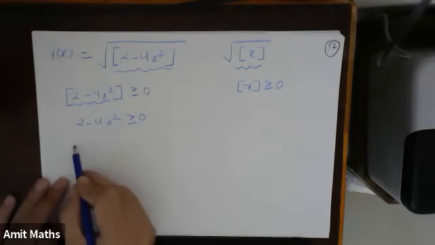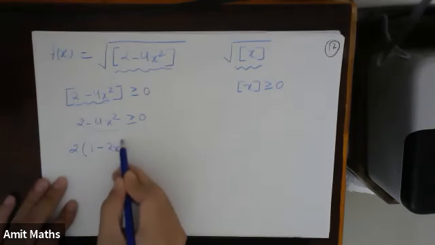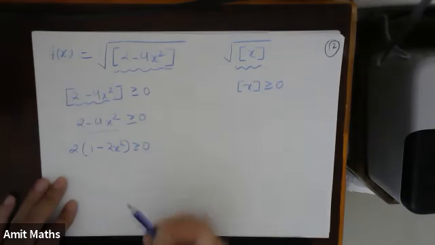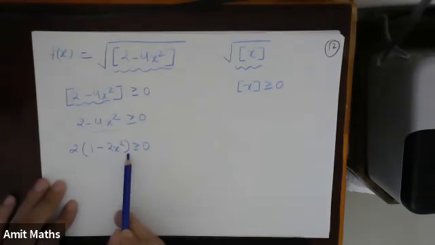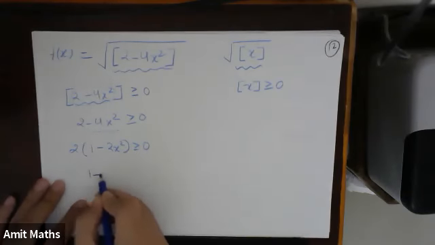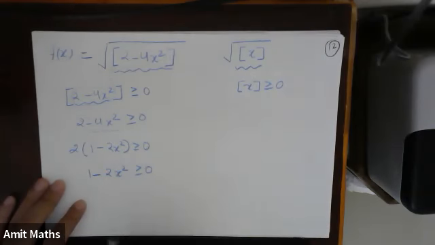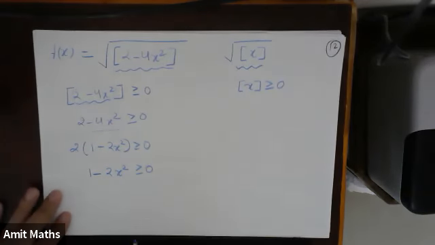If I take 2 common, this will be 1 minus 2x square should be greater than or equal to 0. Now I can remove this 2. That means 1 minus 2 of x square should be greater than or equal to 0. Now this I can solve using the Wavy curve.